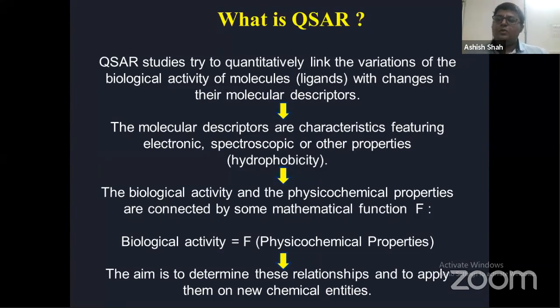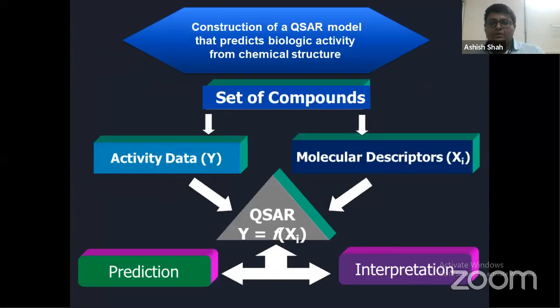Whatever property is important, I'll put on my chemical structure, and then I will predict the biological activity of my structure. So biological activity here, you can see, is equal to the physiochemical properties. You assume that your biological properties totally depend on a physiochemical property, and then you may end up with some equation which gives you the probable biological activity. So this is the probable way to perform a QSAR.